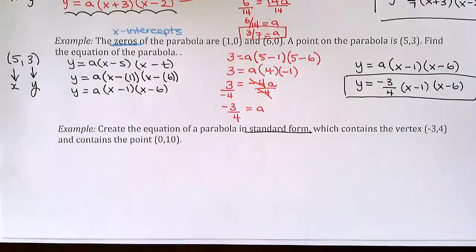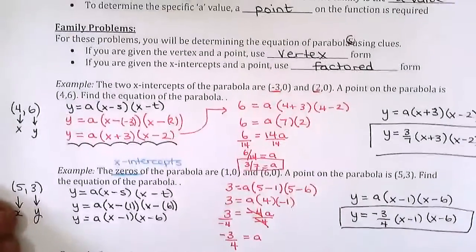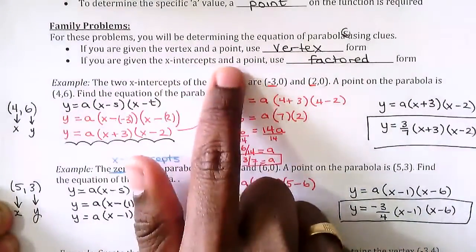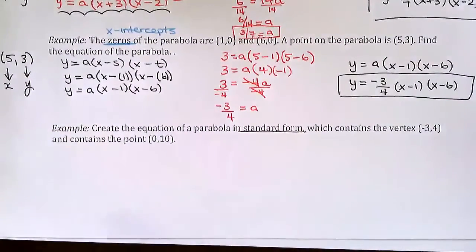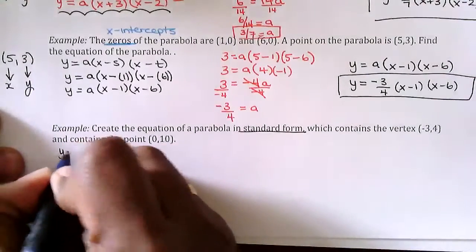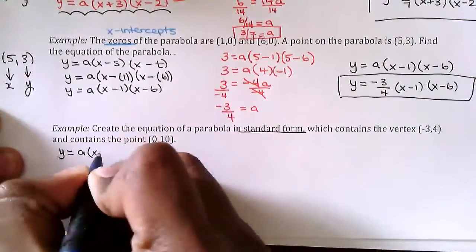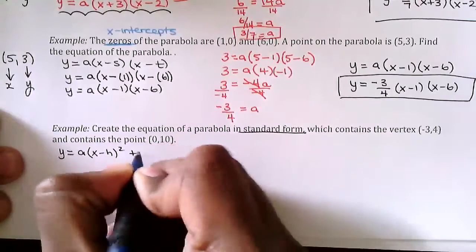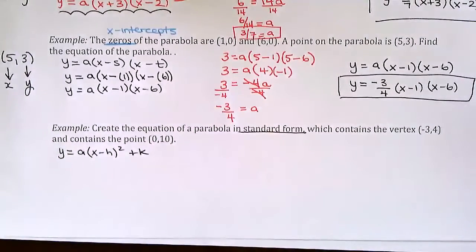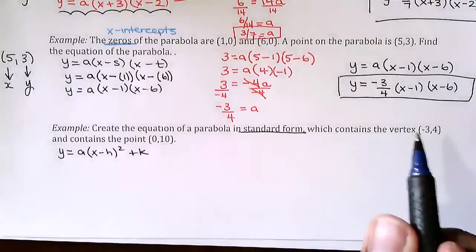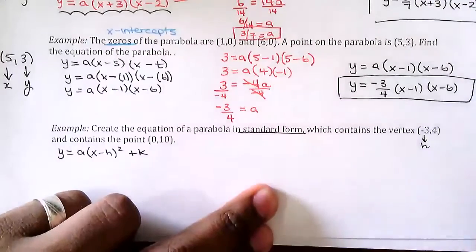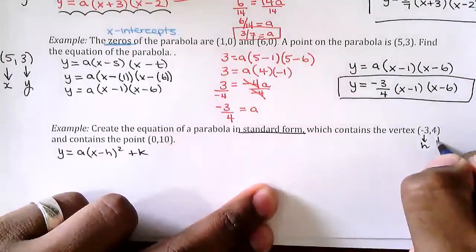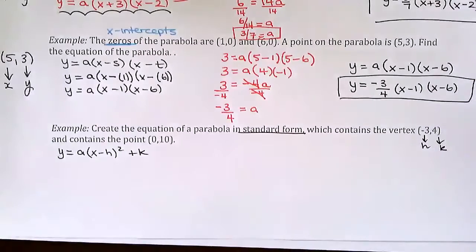So there's multiple layers to this. If we go back to these instructions, it says, if you're given a vertex and a point, use vertex form. So that's what we are going to start with. So start by writing the general equation for the vertex form. So y is equal to a(x minus h) squared plus k. They told us that the vertex is (-3, 4). So we know that this is our h value, and this is our k value.